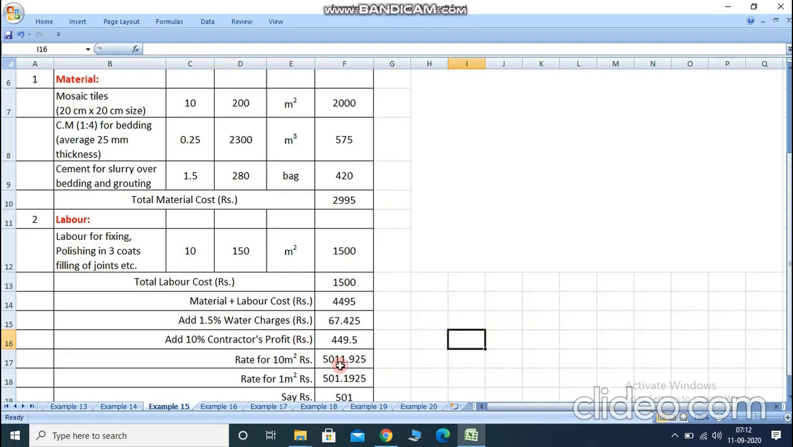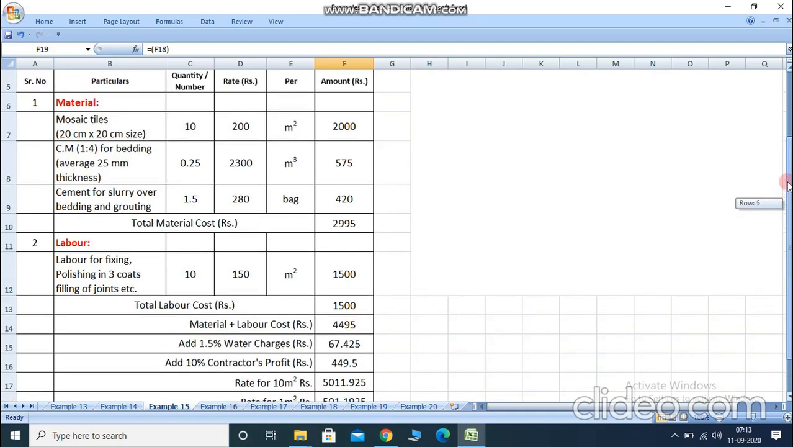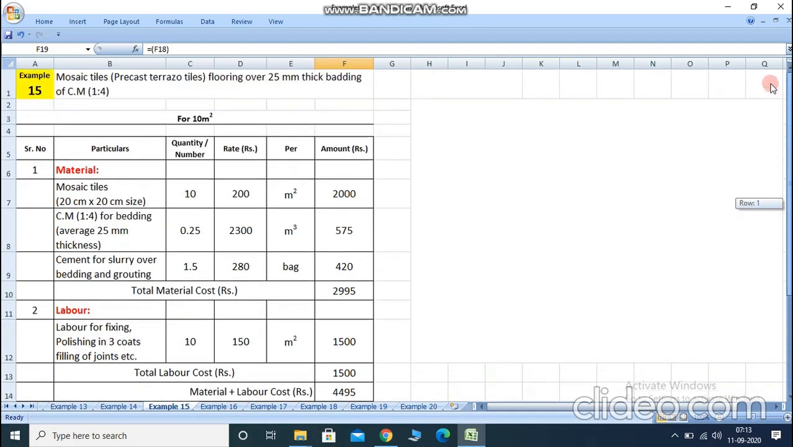Now for finding out the 1 meter square rate, 5011 rupees 0.925 paisa divided by 10, so we got the answer for a 1 meter square area. Now here this value is in decimal, so the rounded figure is 501 per meter square rate for mosaic tiles flooring over a 25 mm thick bedding of cement mortar 1:4.